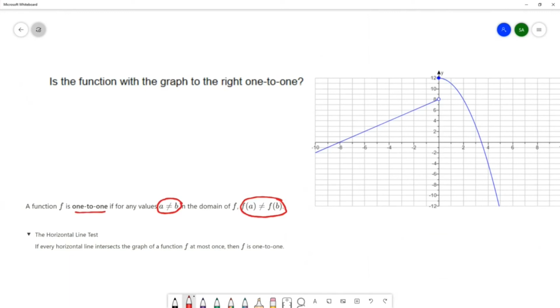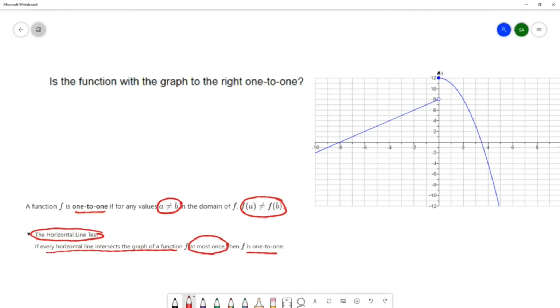Whenever we're looking to determine if a graph represents a 1 to 1 function, we use something called the horizontal line test. And with the horizontal line test, if every horizontal line intersects the graph in at most one place, then we can say that that function is a 1 to 1 function.